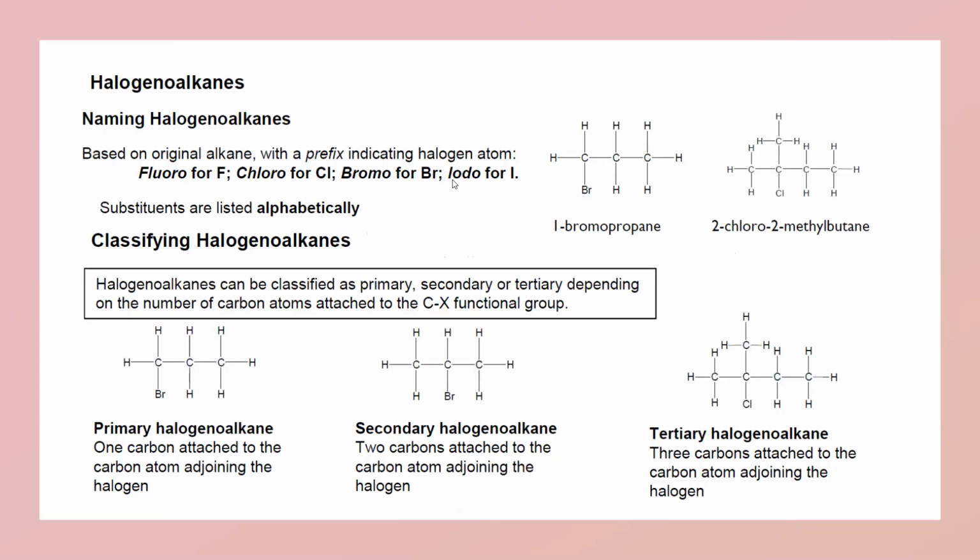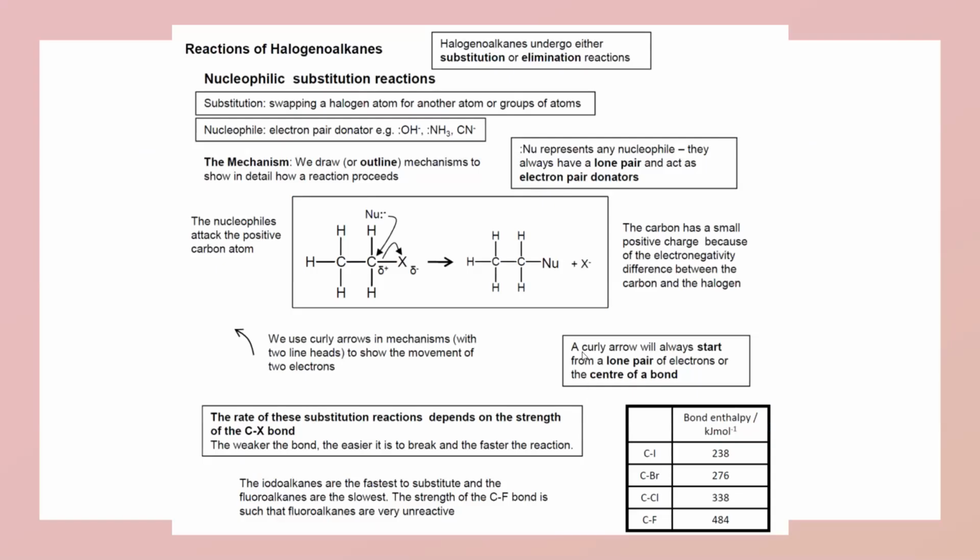Then reactions. There are two ways halogen alkanes can react. One is substitution, another one is elimination. If there is a substitution reaction, you have to learn the mechanism of the substitution reaction. Substitution reactions are known as SN reactions. SN means nucleophilic substitution reaction.